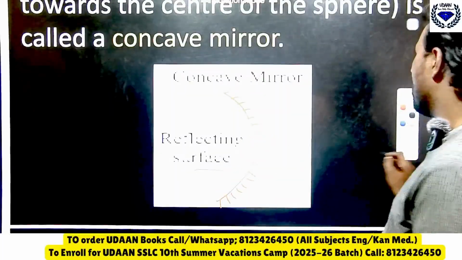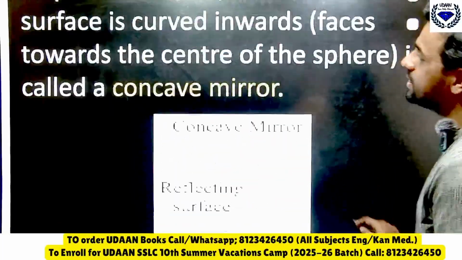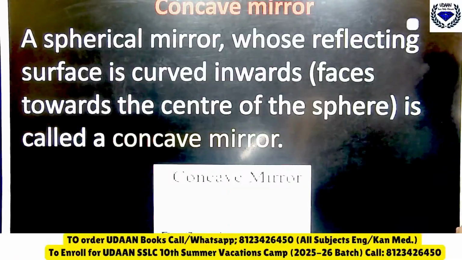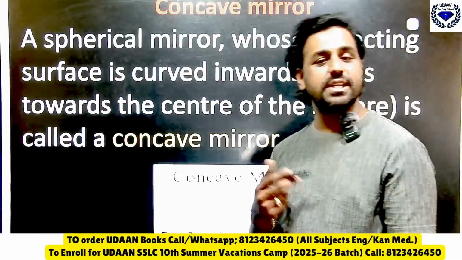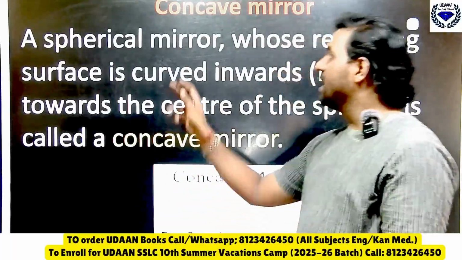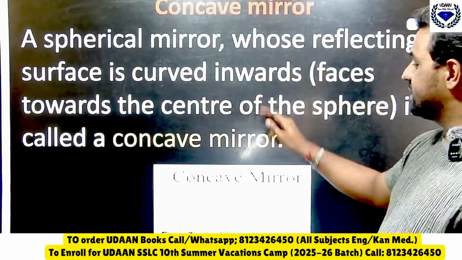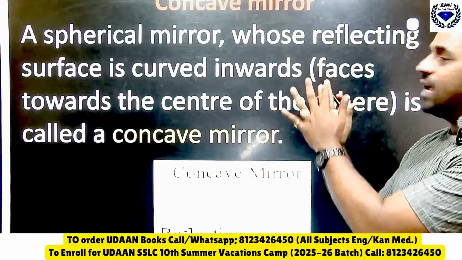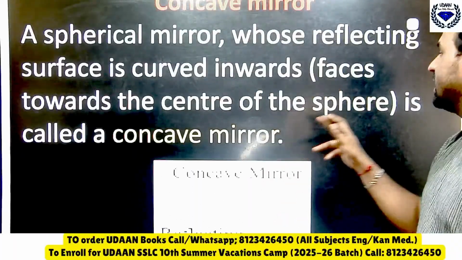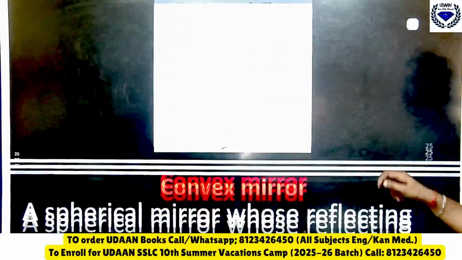So this is called a concave mirror. So what is a concave mirror? A spherical mirror whose reflecting surface is curved inward. So remember, what is a spherical concave mirror? A spherical mirror whose reflecting surface is curved inward, so that it faces towards the center of the sphere, is called a concave mirror.